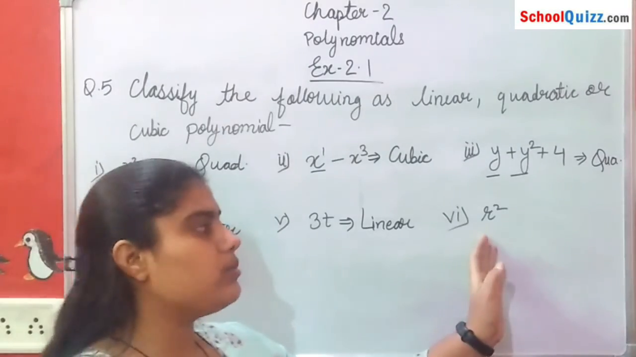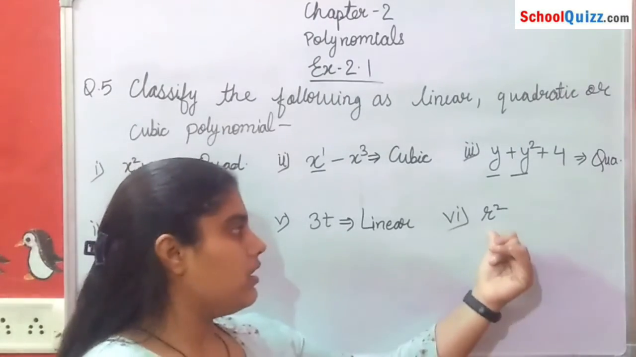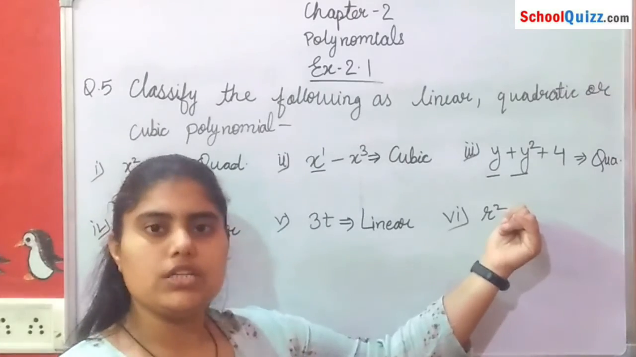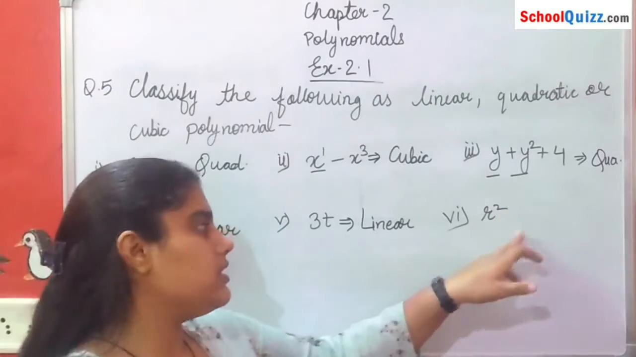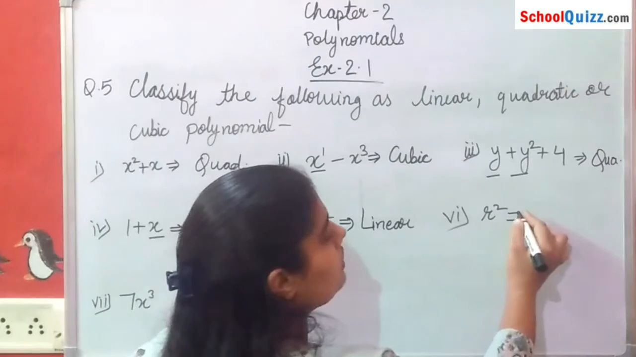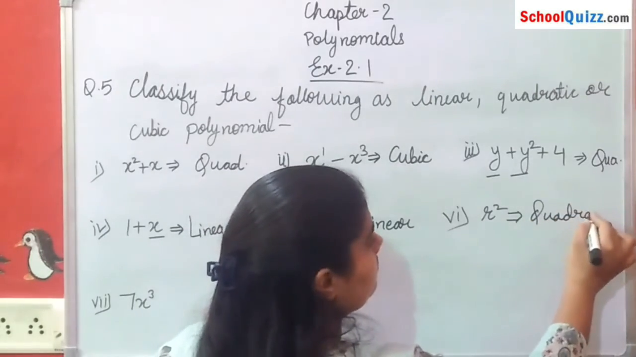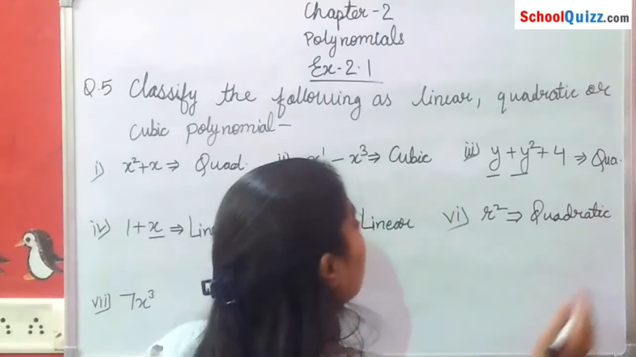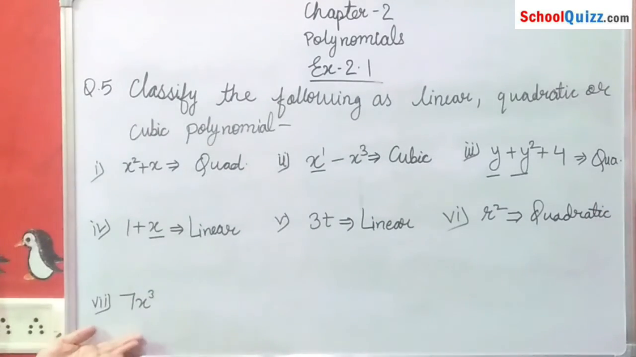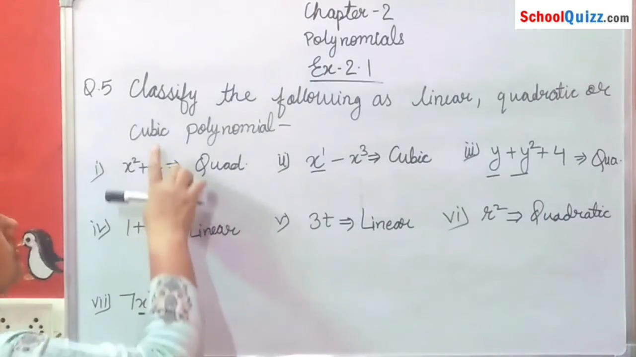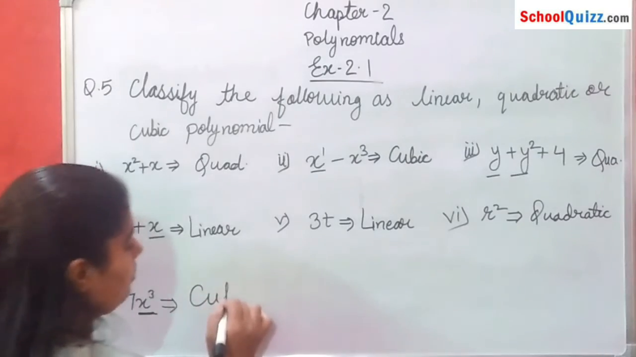Now the next one, the variable is r square. Here the degree is only 2. So this is a type of which polynomial? This is a quadratic polynomial. Now in the last question, it is 7x cube. Now the power of x is 3. So the degree here is also 3. So this is a cubic polynomial.